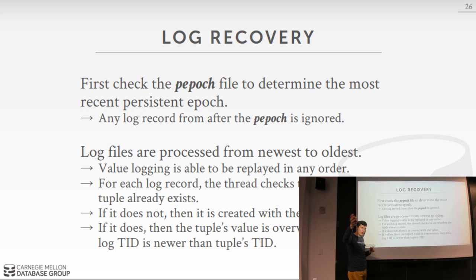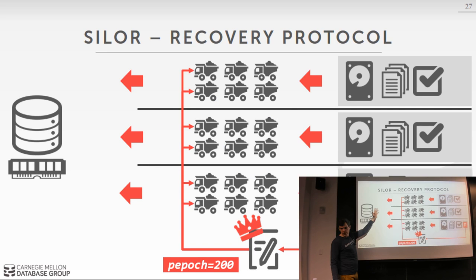So let's see how to do some recovery. Again, at a high level, we crash and come back. The persistent epoch gets read in from that file on disk, and that basically instructs all of the different worker threads to load in the database from this point in time. You load in the checkpoint, and then you replay the log. And at that point, you have the correct state of the database.